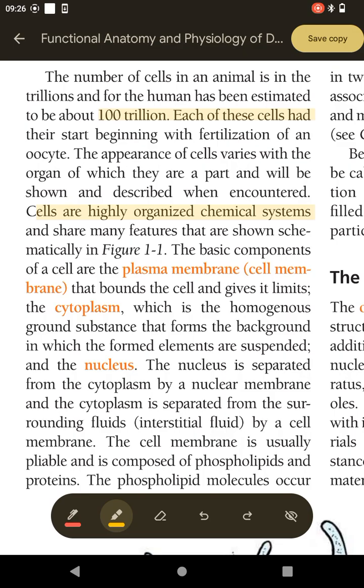Also, cells are highly organized chemical systems. It is correct. Cells are highly organized, because if there is no organization, the cell can't be the functional unit. Cells also digest, respire, and excrete in the same pattern as the animal or human body does.